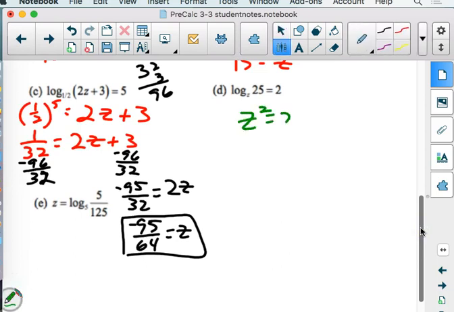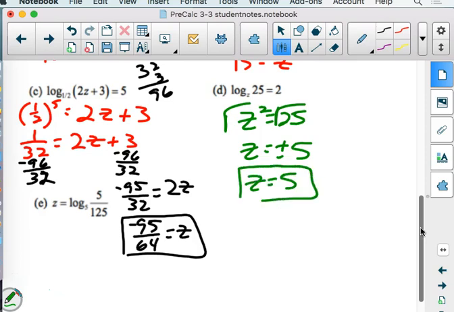D looks a little easier. Z squared equals 25. Hey, if we had that problem in our Algebra 2 book, we'd take the square root of both sides, and we would say z equals plus or minus 5. We're not in Algebra 2. We're doing word problems. If we're doing word problems, what are we going to use? Just the positive 5. Right there.